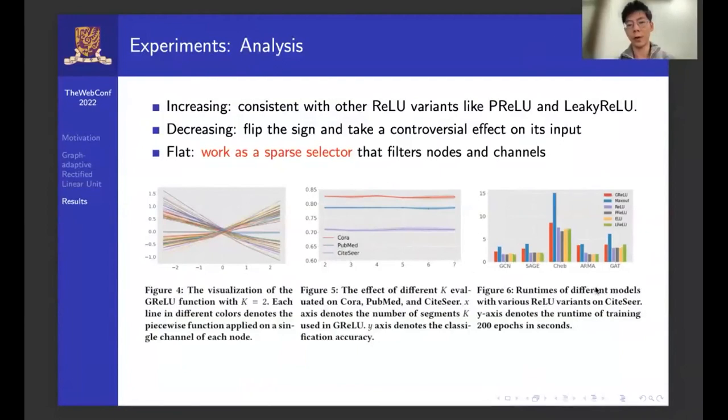And then we also compare the runtime of different models with various ReLU variants in different GNN backbones. We can see here, although gReLU is not the most efficient one compared to other ReLU functions, because we have a hyperfunction that needs to be calculated, it's still not the worst compared to the maxout, which also has relatively the same performance as the other ReLU functions, which means we may not sacrifice much efficiency to trade off the performance.